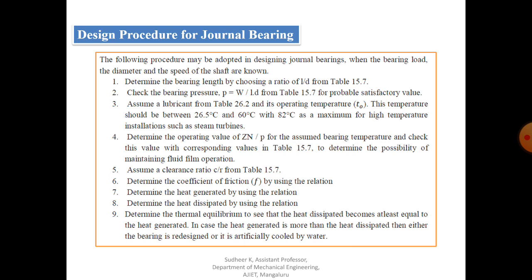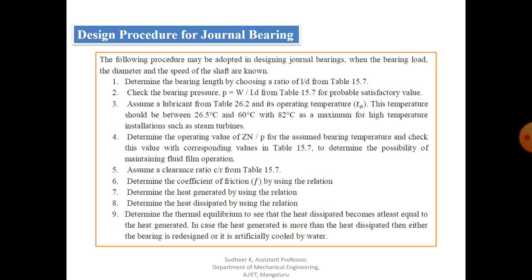And one more thing, you have to determine the thermal equilibrium to see that heat dissipation is at least equal to heat generated. So based on normal conditions also you can design by considering that heat generated should be equal to heat dissipation. Actually, if heat dissipation is more, it means no need of any artificial cooling. In case heat generated is more than heat dissipation, then either the bearing is redesigned or it is artificially cooled by water. So that is one of the important things.